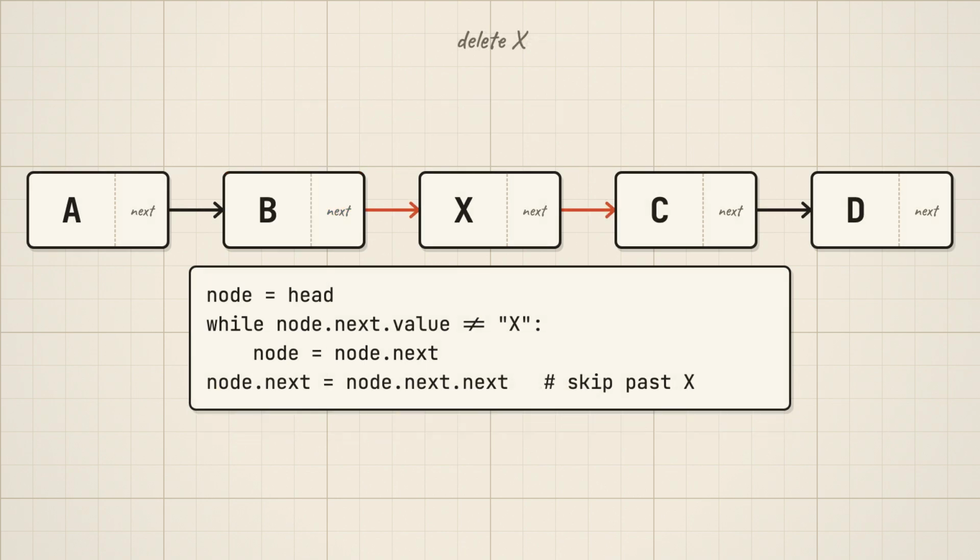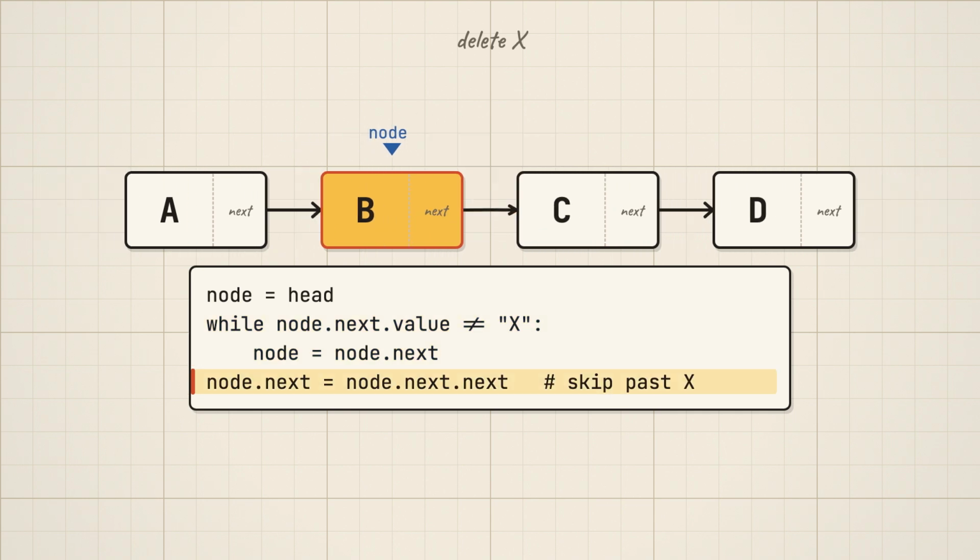To take X out, we can't grab X directly. We need the node just before it. So again, we walk from the head, looking for the node whose link points at X, and that's B. Then it's a single line. B's link jumps over X to whatever came next. X is off the chain, and the walk was the only real work.